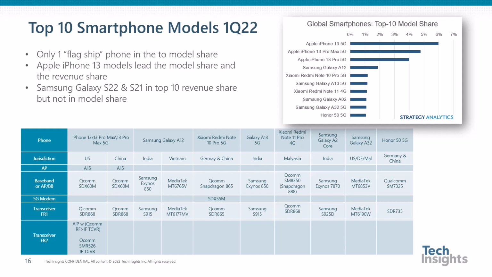The Galaxy A2 Core is 8th, and it uses the Exynos 7820 and S925D transceiver. Ninth is another Samsung phone, the A32, which uses the MediaTek platform, the MT6853V and the MT6190W transceiver. And then lastly, we have the Honor 5 5G, which uses the SM7325 and the SDR735 transceiver, both from Qualcomm. It's interesting to note that the Apple phones are the only real flagship phones that made the top 10 for the market share. After the top 3 Apple phones, the list is dominated by Samsung and Xiaomi with their mid and low tier phones.